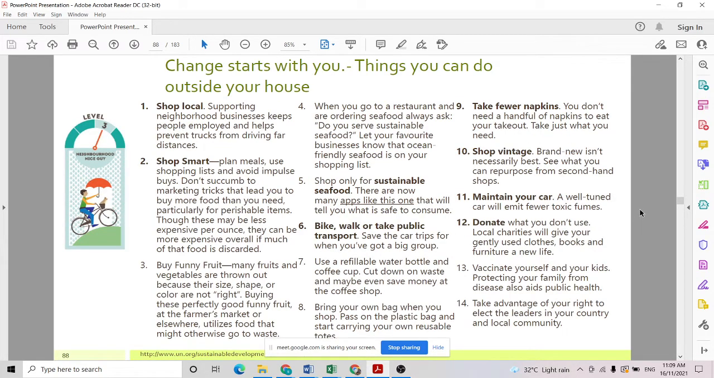Okay, so outside from your house, we have 14 items. For example, shop locally, support your neighborhood businesses, and then shop smart, plan what you need only. It's not what you want to buy, but what you need, the most important needs. That is a very important thing that you need to reconsider. So these are 14 items, you can read them down.